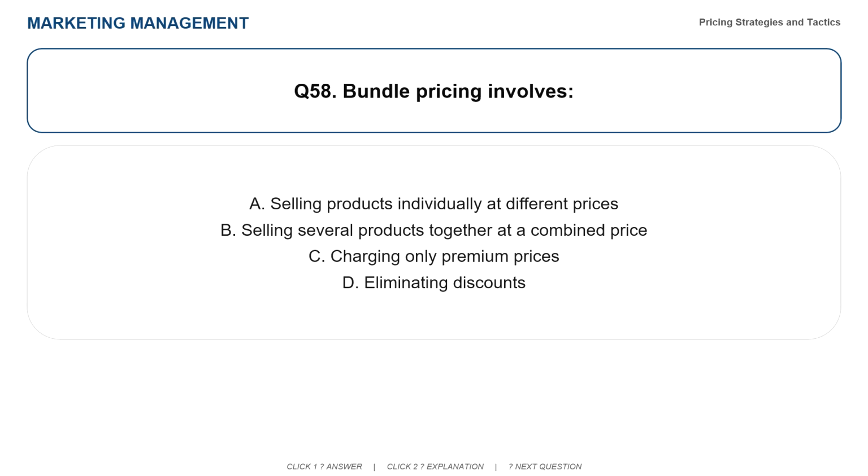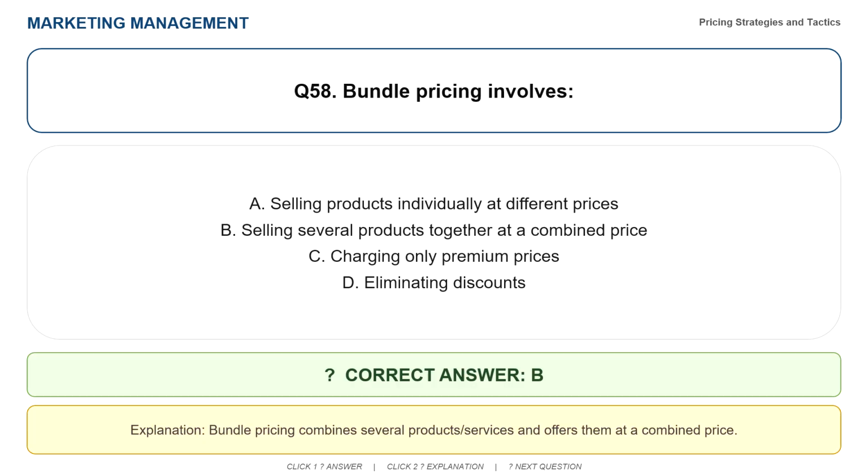Question 58. Bundle pricing involves Option A, selling products individually at different prices. Option B, selling several products together at a combined price. Option C, charging only premium prices. Option D, eliminating discounts. The correct answer is B. Explanation. Bundle pricing combines several products or services and offers them at a combined price.